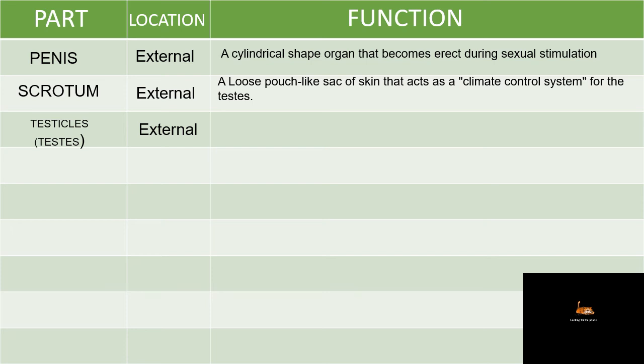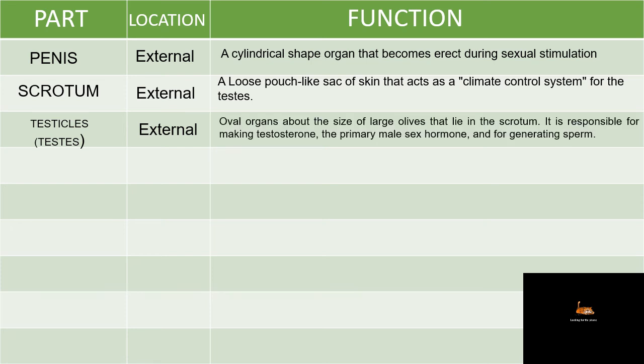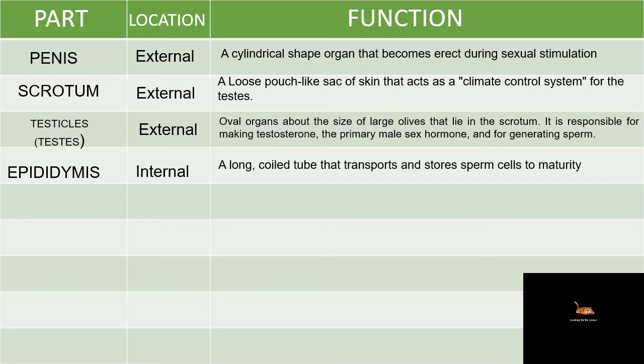Then we have the testicles or the testes. These are oval organs about the size of large olives that lie in the scrotum. It is responsible for making testosterone, the primary sex hormone, and for generating sperm. Then we have the epididymis. This is one of the internal structures. This is a long coiled tube that transports and stores sperm cells to maturity.